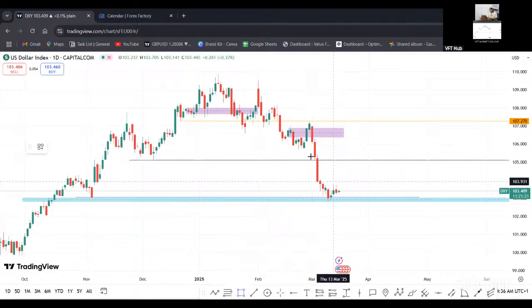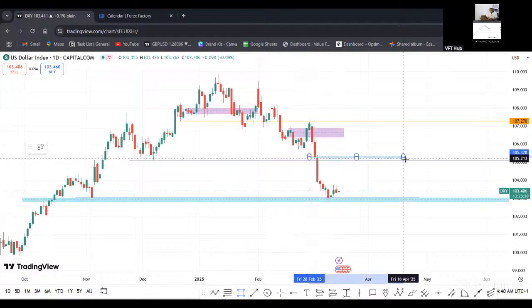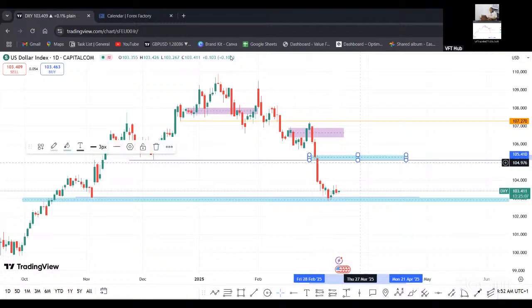Okay. So mark it out with a rectangle so it shows the whole region we're expecting. So I'm expecting price to get to this region right here, and then I sell off from that level to the downside afterwards. Okay, so this is what I'm expecting on the daily time frame of the dollar index.